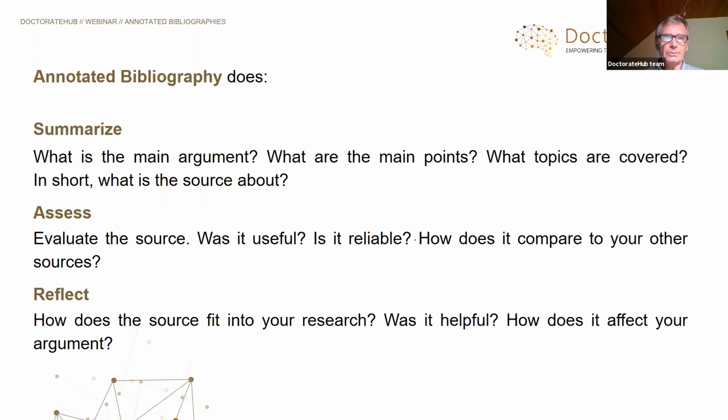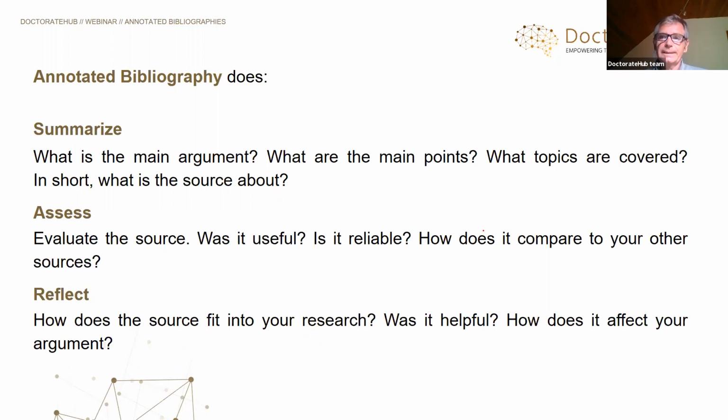So what is the main argument? That will be one of the important things. Definitely, you have to understand what's going on. You will write one sentence on that. What are the main points? What are the main topics? What topics are covered? So everything about the source in two sentences or something like that. As I said, we will be trying to be quite short, but really concise.